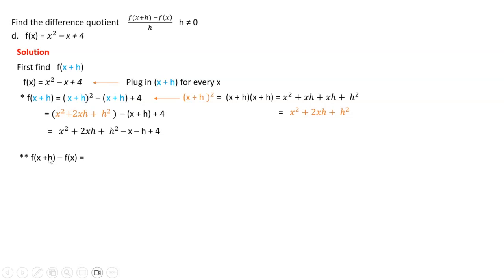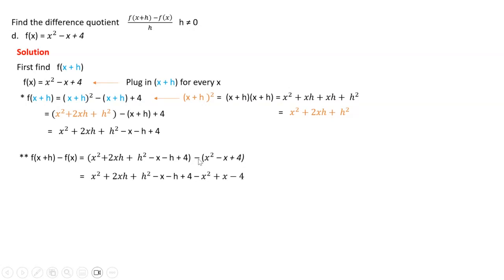So now we're going to do the f of x plus h minus f of x. The f of x plus h, we just got it right now, right? Which is x squared plus 2xh plus h squared minus x minus h plus 4. Minus my original function, which was x squared minus x plus 4. With a negative here, guys, means that all these signs will switch because you're multiplying by negative 1.